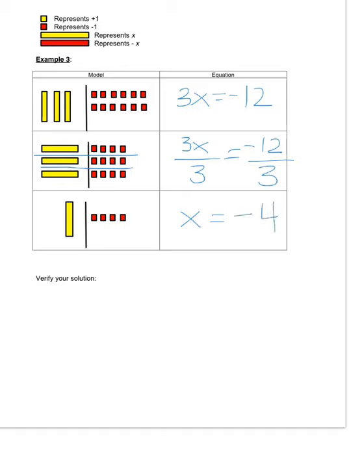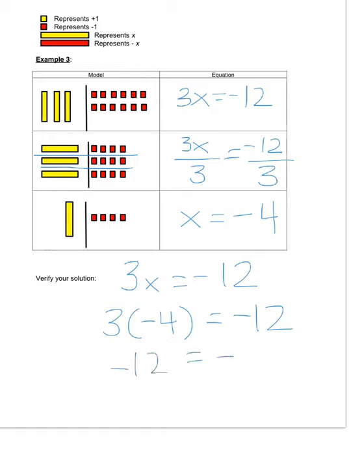And we'll check our solution, recopy down your original equation, replace the variable of x with your solution. 3 times -4 is -12, so the left-hand and the right-hand side are the same, and that's the solution to our equation, x equals -4.